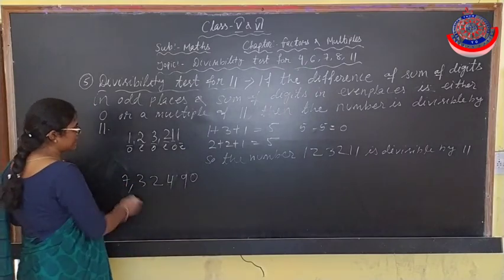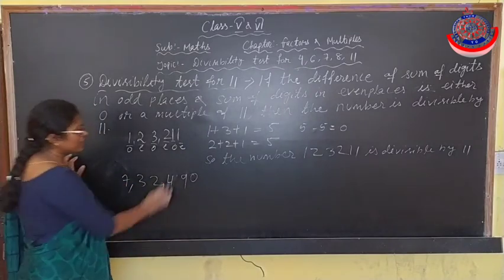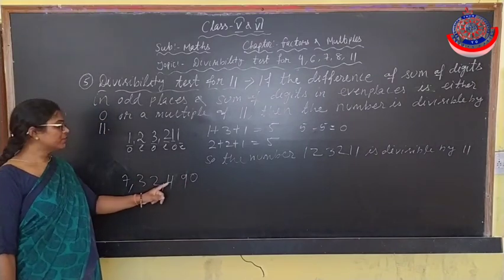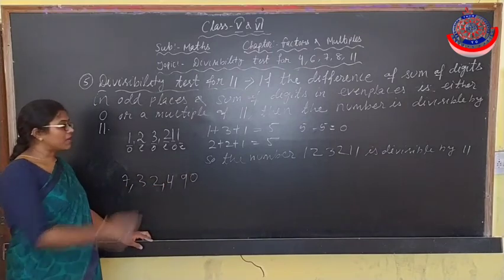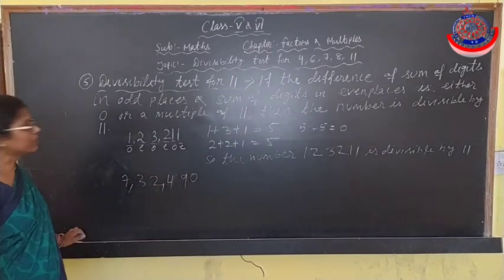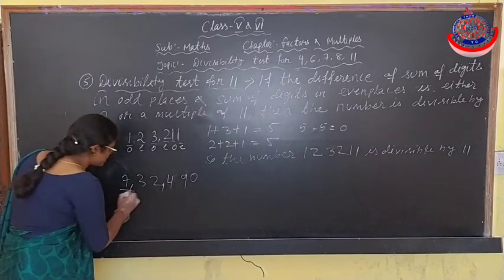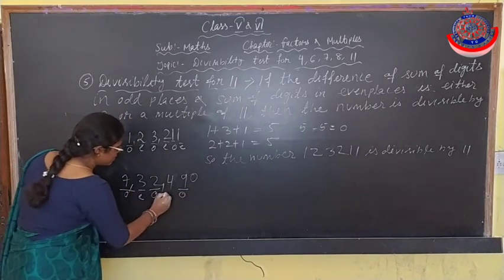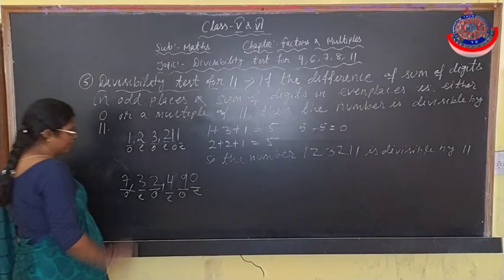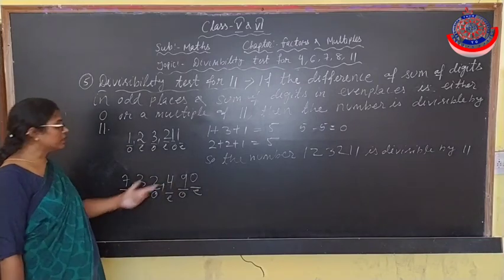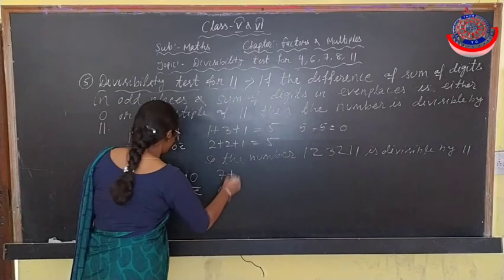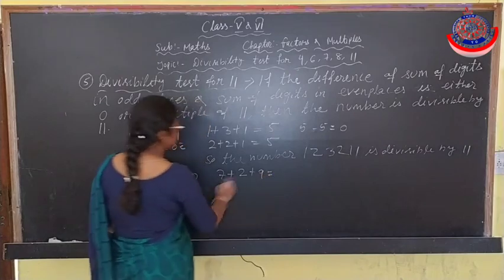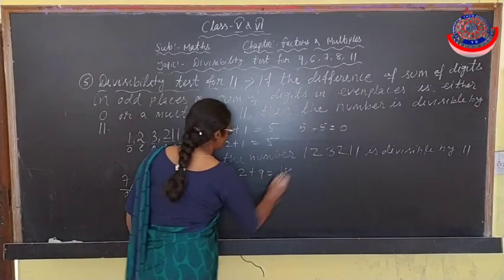Suppose your number is 7,30,2,490. Now we will check whether this number is divisible by 11 or not. Which are there in odd places? This is your odd, this is your odd, this is your odd. This is even, this is even, this is even. Now we will add all the digits of odd places: 7 plus 2 plus 9. 7 plus 2 is 9, 9 plus 9 is 18.